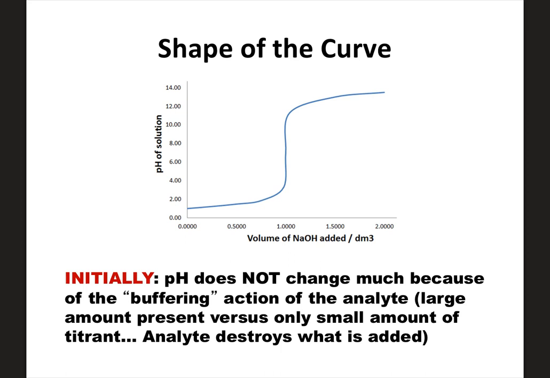Remember, this is going to be a neutralization reaction, acid reacting with a base. So as you're adding, say, the base from the burette, the analyte is just swarming it and destroying it, and it's not going to be able to change the pH much because you still have a lot of your analyte present. So that's why initially we have this buffering, and you don't see much of a change in pH. There's just so much of that analyte. Any of the titrant that's added basically is getting destroyed, and it doesn't allow the pH to change much.